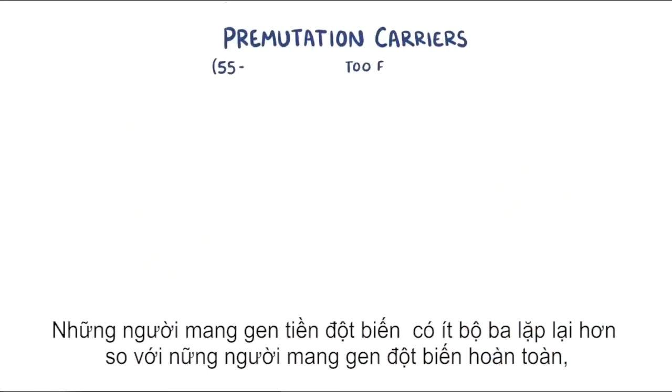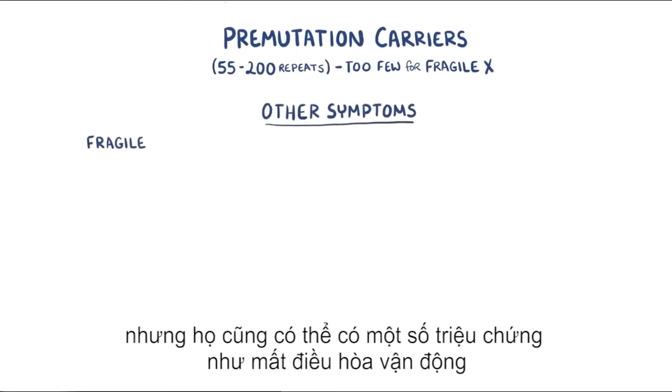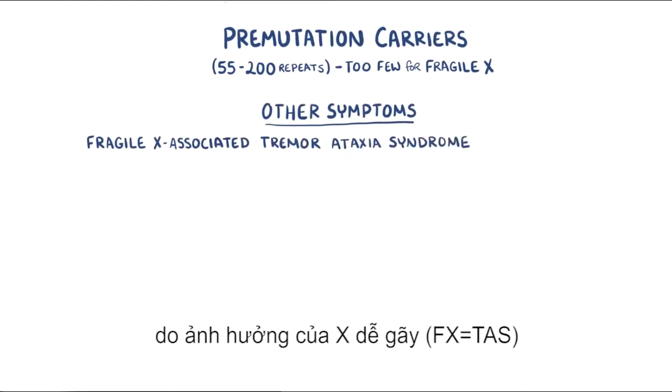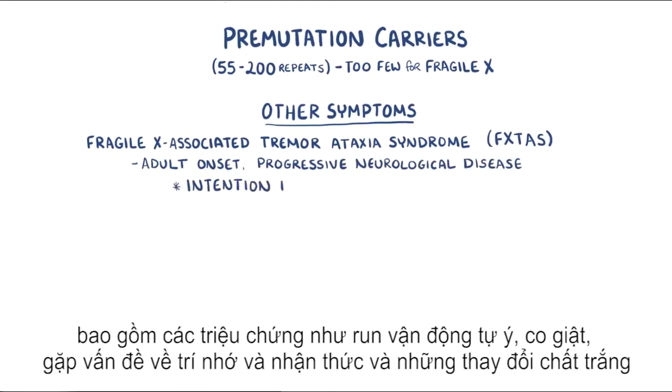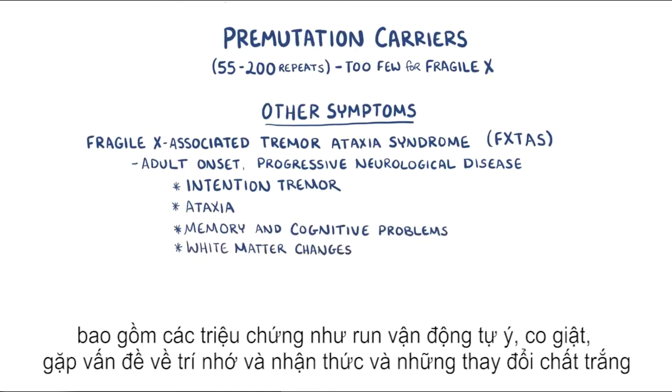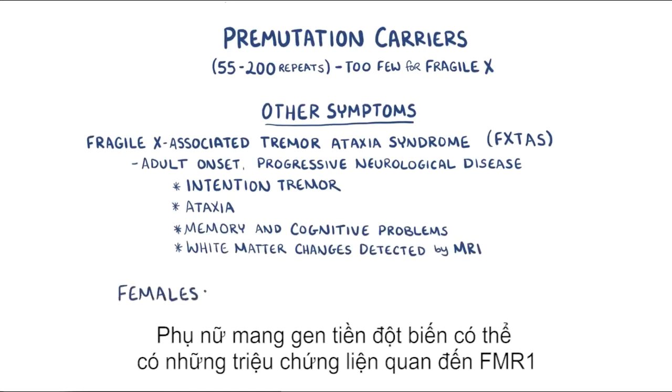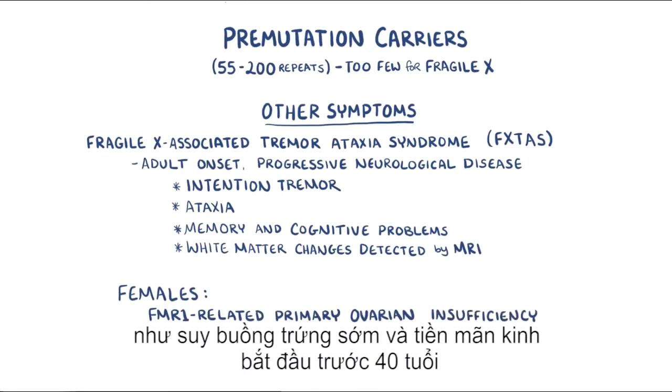Pre-mutation carriers have too few repeats to get Fragile X, but they can have other symptoms. For example, Fragile X-associated tremor ataxia syndrome, or FXTAS. FXTAS is an adult-onset, progressive neurological disease that includes intention tremor, which is a shaking when movement is initiated, ataxia, which can make walking difficult, memory and cognitive problems, and white matter changes detected by brain MRI. Female premutation carriers can also get FMR1-related primary ovarian insufficiency, where the ovaries shut down early and menopause starts before age 40.